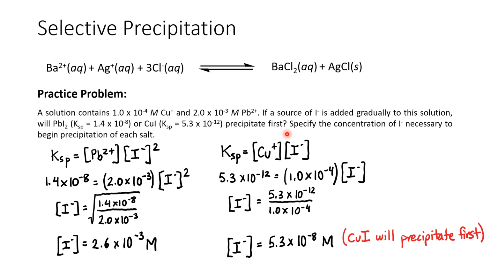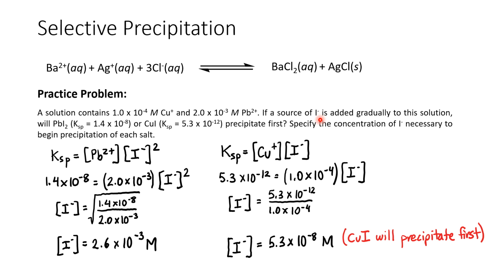So they're asking which precipitates first, and they then said to specify the concentration of I minus necessary to begin the precipitation of each of these salts. You're probably thinking, wow, what a confusing problem. It's not really bad, because here's the thing. They gave you the KSP, they told you how much of the ions you have, and all they're asking is how much I minus you need to get each of these to start precipitating out.